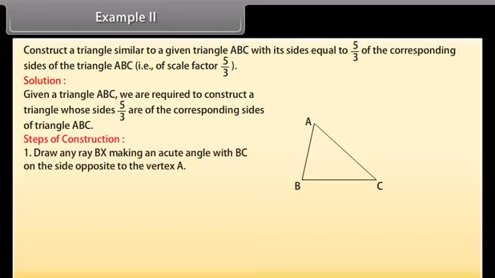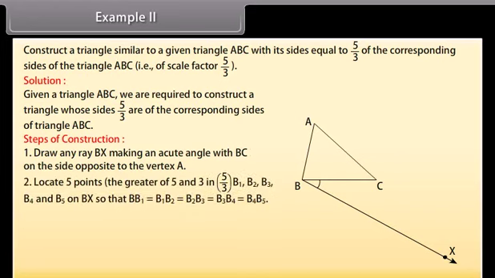Draw any ray BX making an acute angle with BC on the side opposite to the vertex A. Locate 5 points, the greater of 5 and 3 in 5/3, B1, B2, B3, B4 and B5 on BX so that BB1 is equal to B1B2, which is equal to B2B3, equals B3B4, equals B4B5.